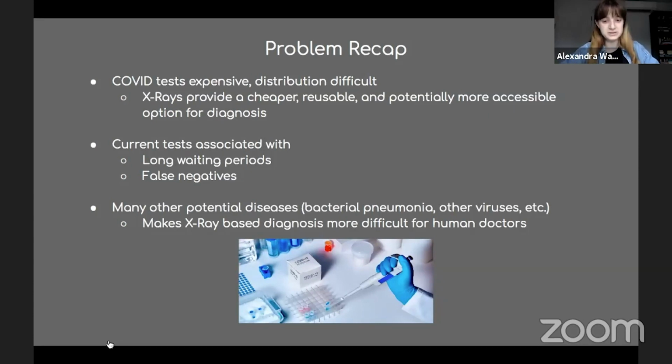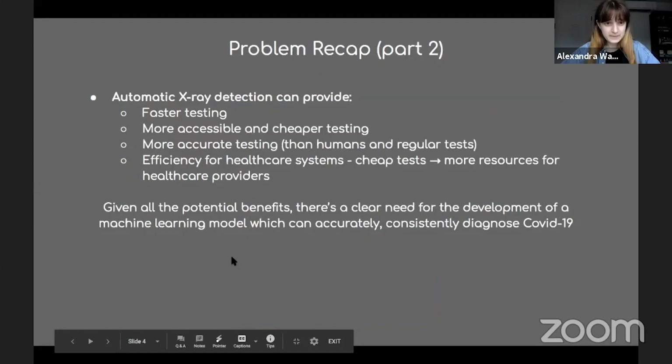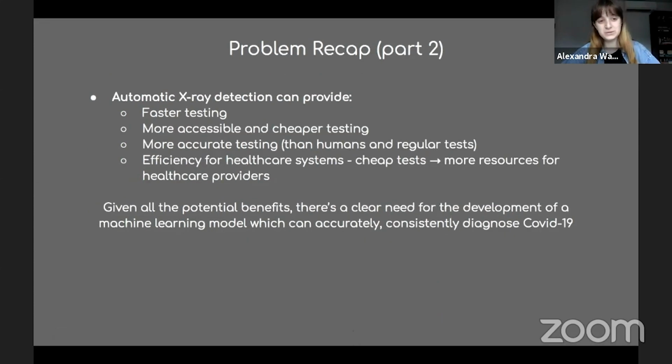Many other potential diseases, including bacterial pneumonia, viral pneumonia, and tuberculosis, can also present on lung x-rays, however, which makes it difficult for human doctors to recognize COVID-19 when it presents in the x-ray. So this presents the opportunity for a machine learning model to improve on this issue. Automatic x-ray detection with a machine learning model can provide faster testing, more accessible and cheaper testing, more accurate testing, and more efficiency for healthcare systems, since cheaper tests will lead to a higher availability of resources.